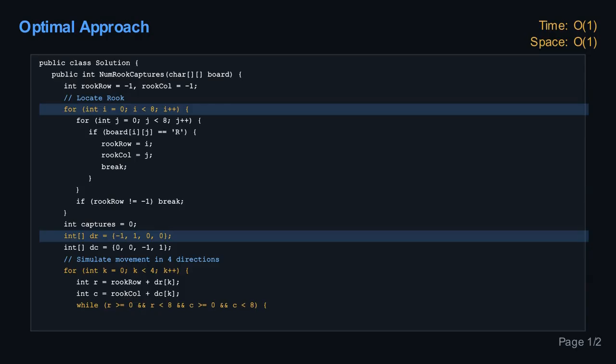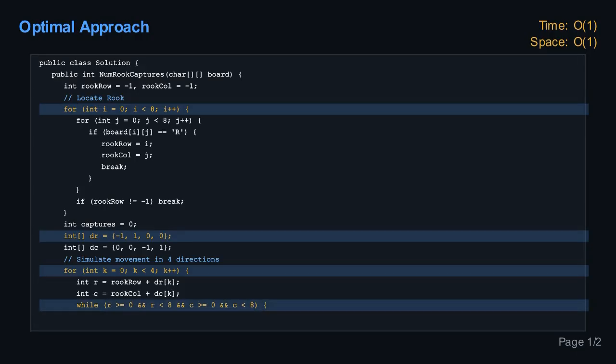If we encounter a black pawn, we increment our capture count and stop searching in that specific direction. If we encounter a white bishop, we stop searching in that direction without incrementing the count. If we hit an empty square, we continue moving in that direction. This process is repeated for all four directions. This approach directly simulates the game rules, making it efficient given the board constraints.